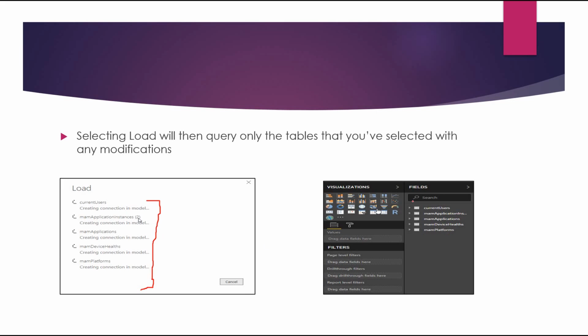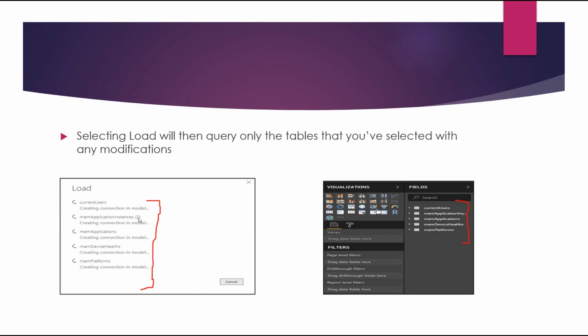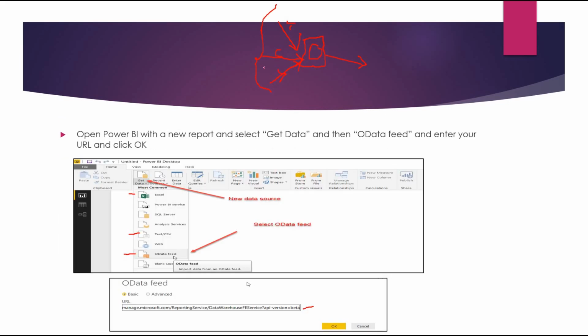Once those columns are loaded, on the right hand side you can see in the fields that they have been loaded. Then we have the option of deciding how it is going to be displayed. So let me just go back over here. The data warehouse URL is something that we provided. The Power BI application got it, and now it's going to display it.